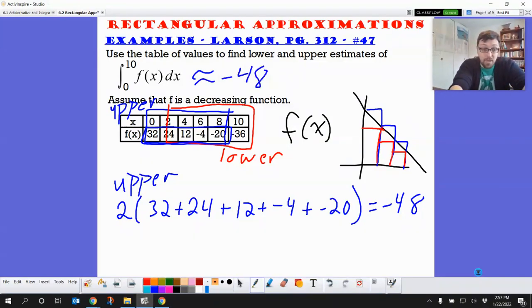If we do an upper estimate, I'm sorry, a lower estimate. Wait a minute. No, wait. This one's 88. My colors are backwards on my key. 88.